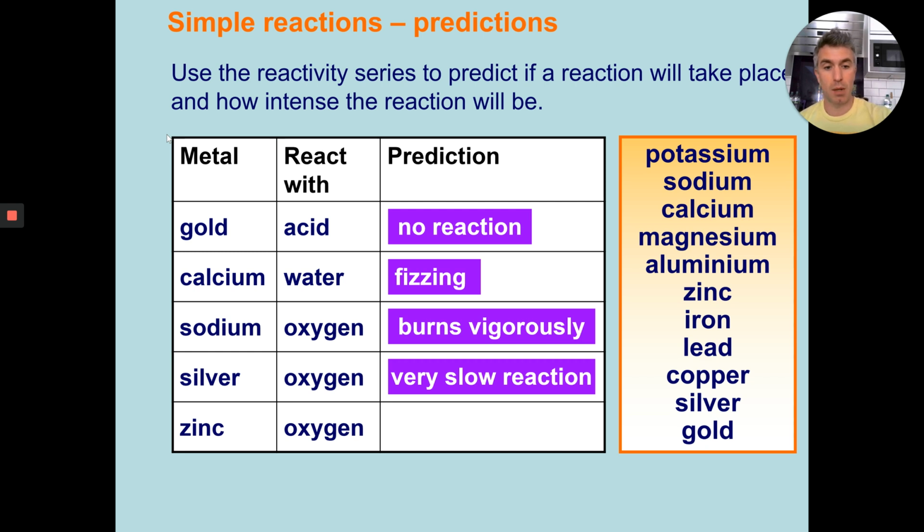Sodium, so looking at the periodic table, sodium's at the top, so it burns vigorously. Let's go down to silver. It's a very slow reaction with oxygen. Where is zinc in relation to sodium and silver? Well, it's in the middle. So you're going to get a middle reaction. So we used that list on the right-hand side in that orange box to work out what happened to zinc. And that makes you a chemist.